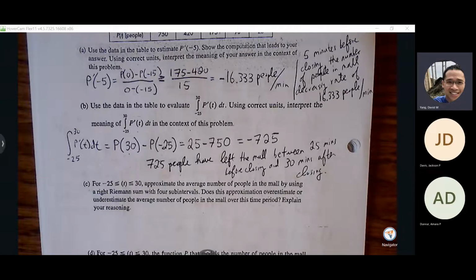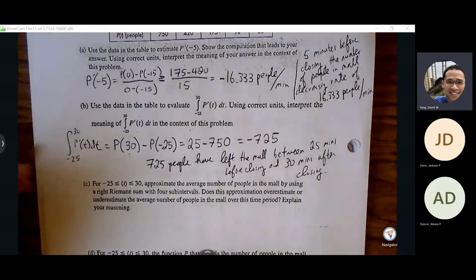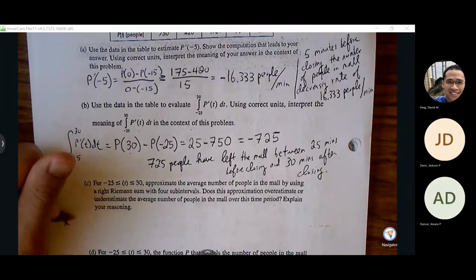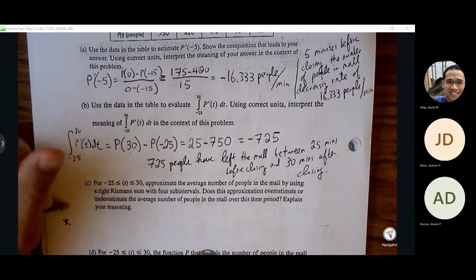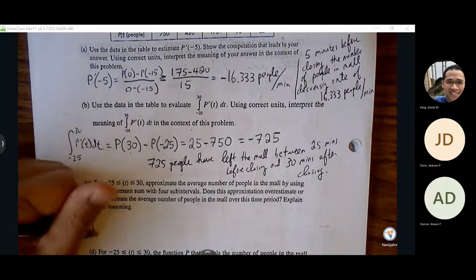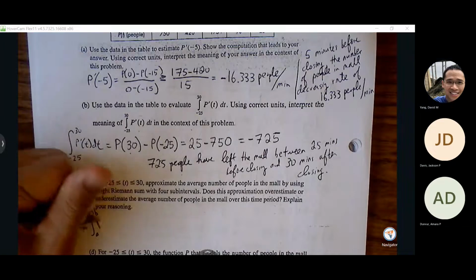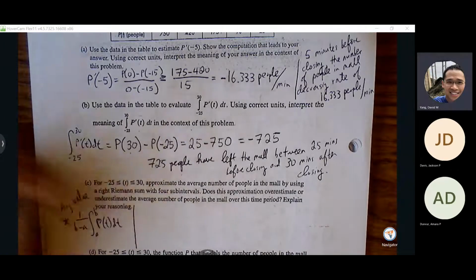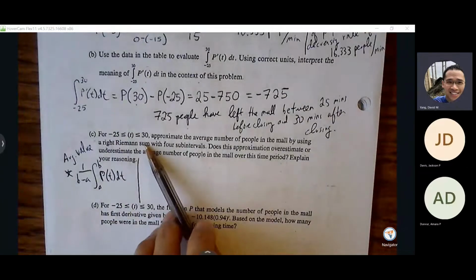Okay. For t between -25 and 30, approximate the average number of people in the mall by using a Riemann sum with 4 subintervals. Does this approximation overestimate or underestimate the average number of people in the mall over this time period? Explain your reasoning. So the average value formula is 1 over b minus a. My a value is -25. My b value is 30.